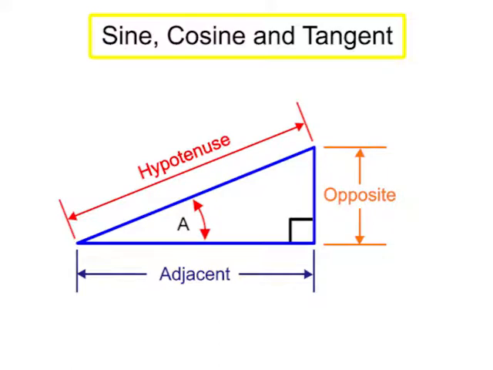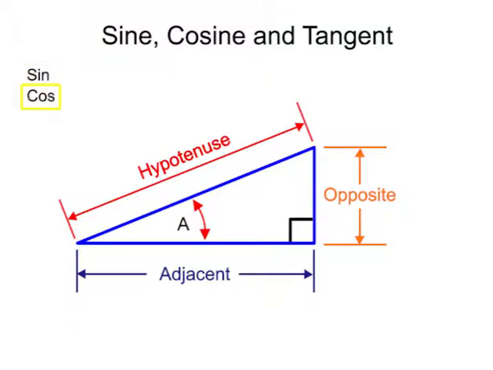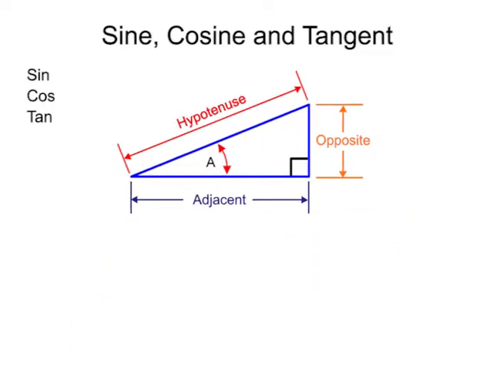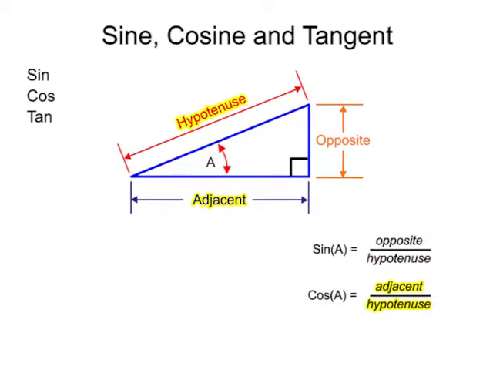Sine, cosine, and tangent are the three main functions in trigonometry and are often shortened to sin, cos, and tan. These functions relate the ratio of the sides of a triangle to its angles. For instance, the sine of an angle is equal to the ratio of its opposite side and hypotenuse. Cosine is equal to the ratio of the adjacent side and hypotenuse, and tangent is equal to the opposite side and the adjacent side.